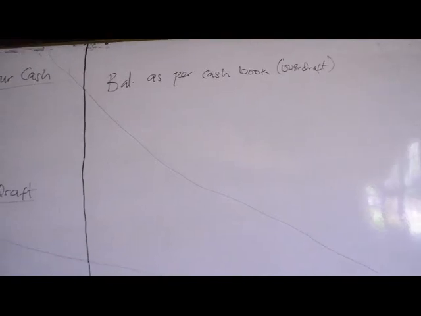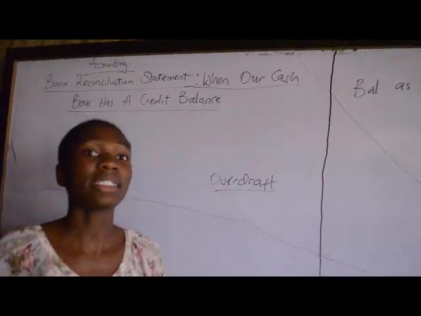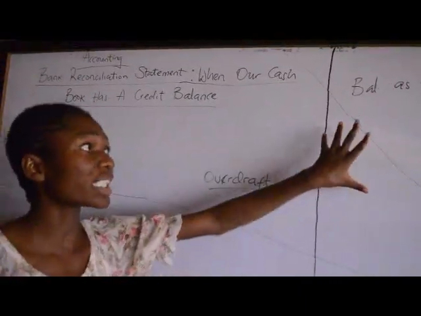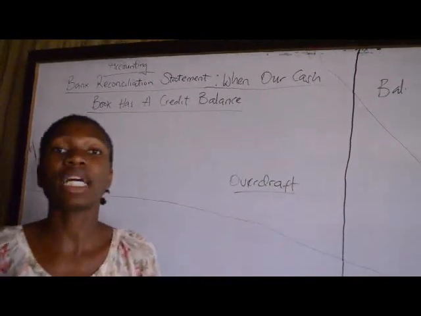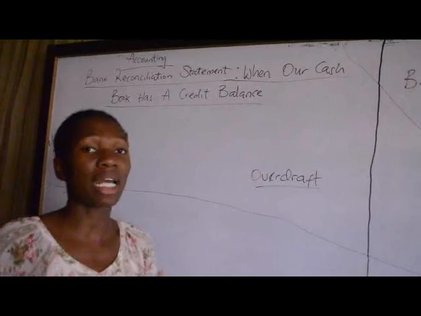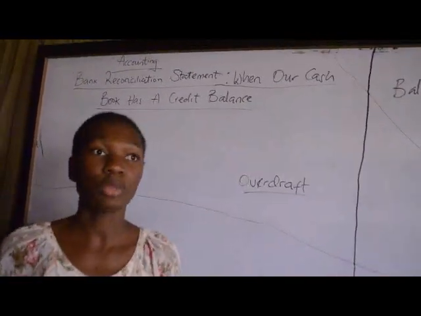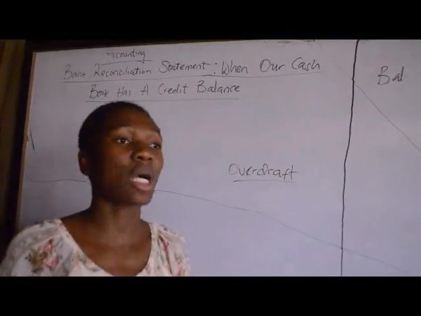Now when preparing an overdraft account, it looks more like a bank reconciliation statement starting with balance as per bank statement. Everything that you added in your balance as per cash book when you had a debit balance, you'll be subtracting from this account because of our overdraft. And everything that you subtracted, you'll be adding because of the overdraft. Because we are owing, you'll be adding everything that will increase our account and lessening everything that will reduce the account.